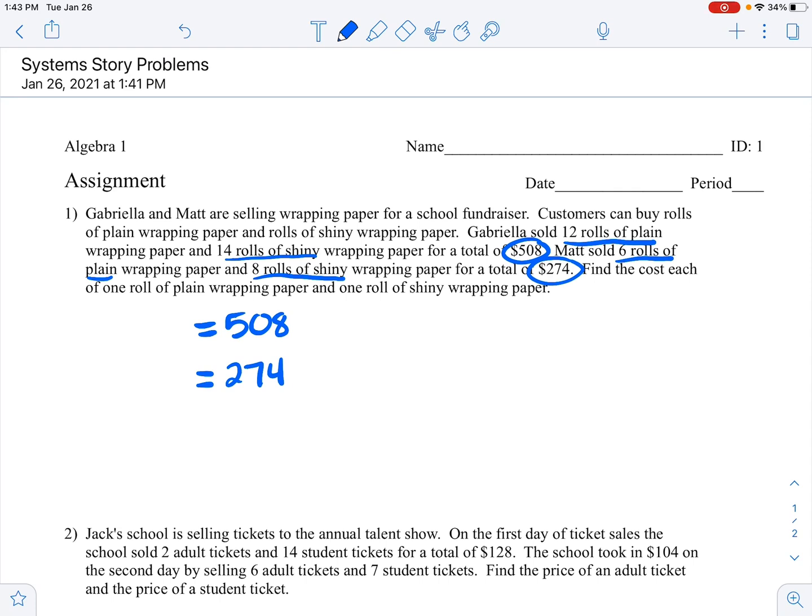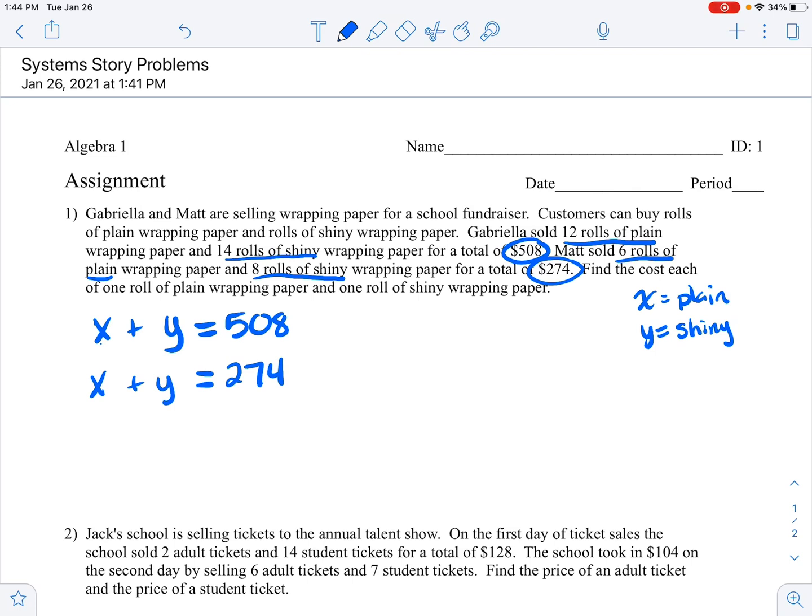All right, so I have my totals. Now we have to figure out how we got to those totals. We know that we have two variables, right? So we put two variables together to get to those totals. We have x's and y's. If I'm talking about plain wrapping paper and shiny wrapping paper, I'm going to say x is plain and y is shiny. I'm buying each of them, right? So I'm going to add my x and y together. Gabriella bought shiny wrapping paper and plain wrapping paper, and then Matt sold shiny wrapping paper and plain wrapping paper, so we put them together.